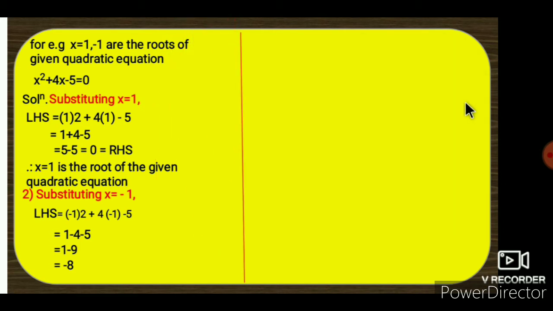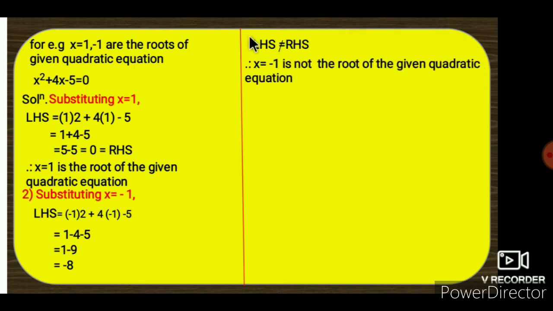Therefore, LHS is not equal to RHS. LHS has the value minus 8 and RHS has the value 0. Therefore, LHS is not equal to RHS. Therefore, x is equal to minus 1 is not a root of the given quadratic equation.